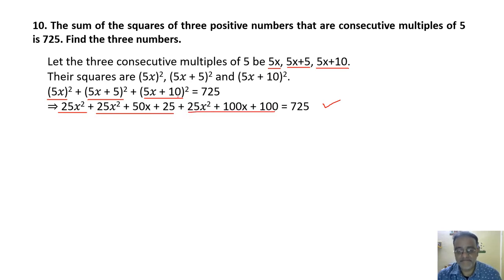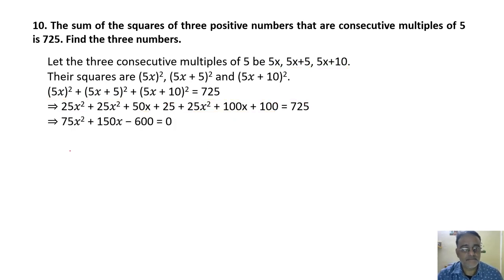term expansion. Right now 25, 25, 25, 75x square plus 150x and plus 125 minus 725, it will be minus 600. This equation is clear? Yes sir.